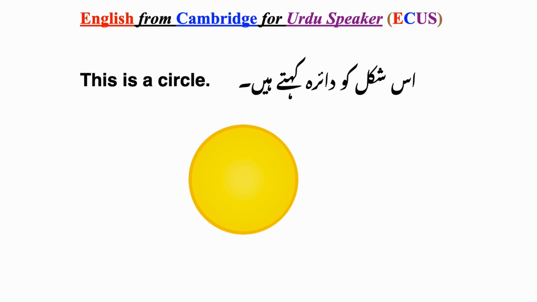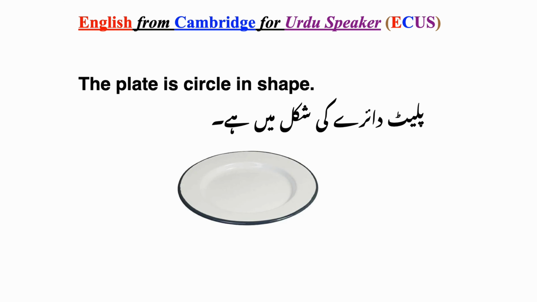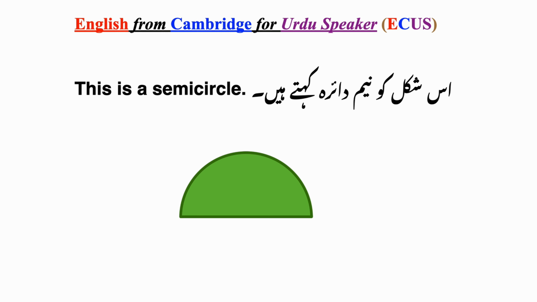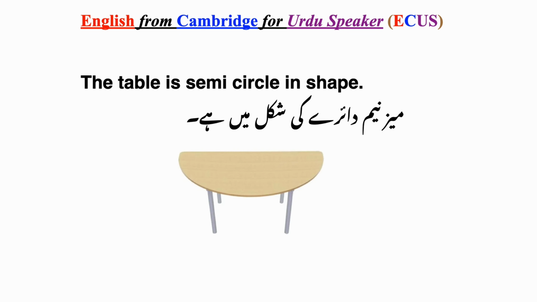This is a circle. The plate is circle in shape. This is a semicircle. The table is semicircle in shape.